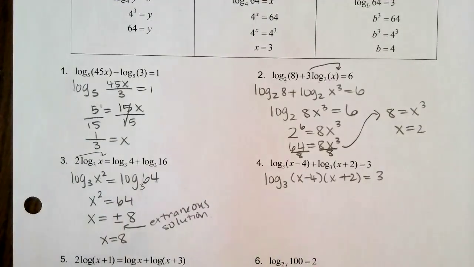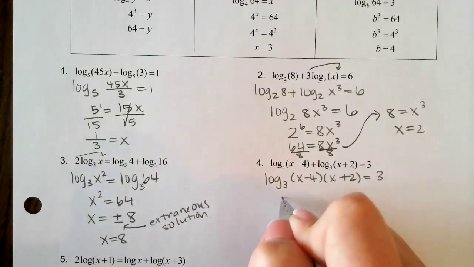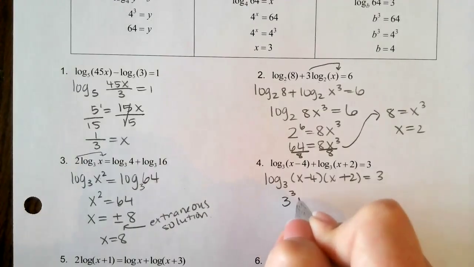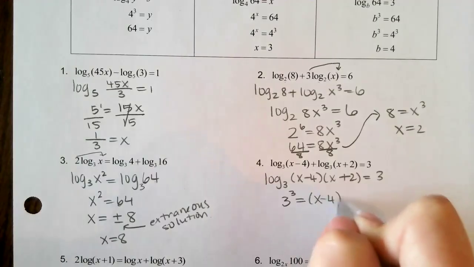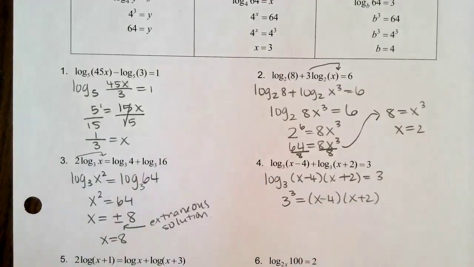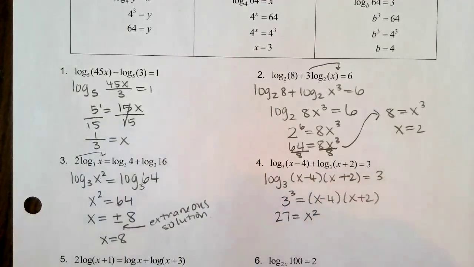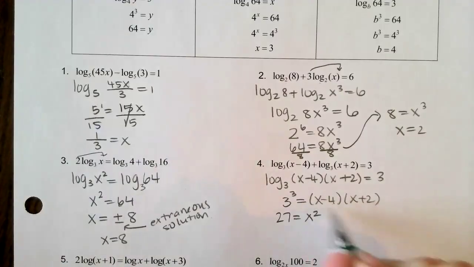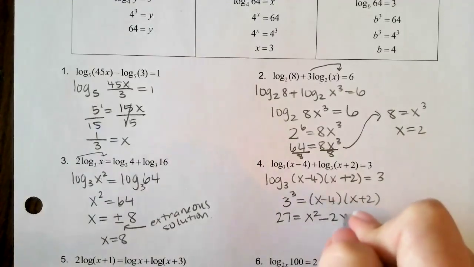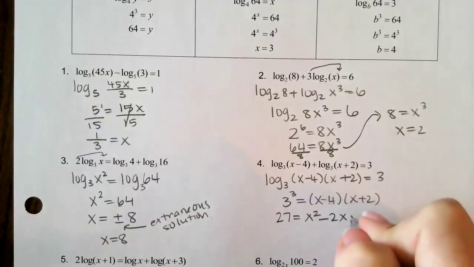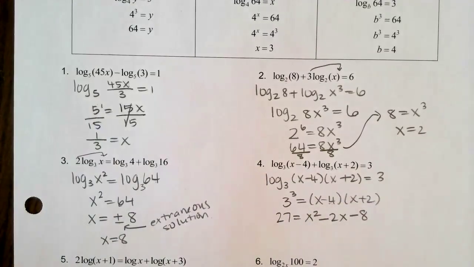So here's what we've got. It is a single log now, so I can convert that to my exponential. So I get 3 to the third power. And now I'm ready to go ahead and FOIL that out. So 3 to the third gives me 27, and then I get x squared. We have a negative 4x and a positive 2x, so that's going to give me negative 2x, and negative 4 and 2 gives me a negative 8.